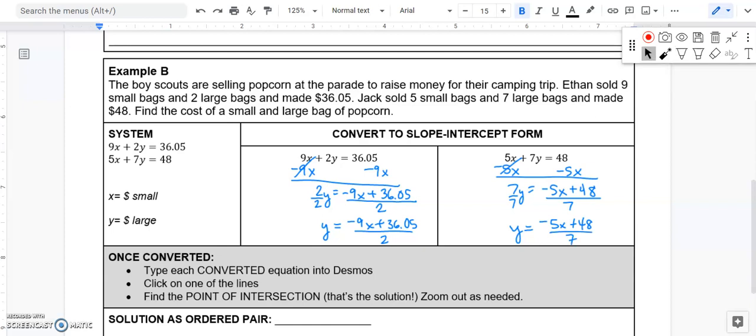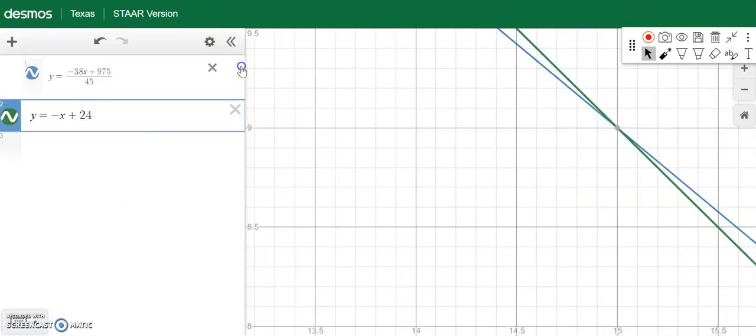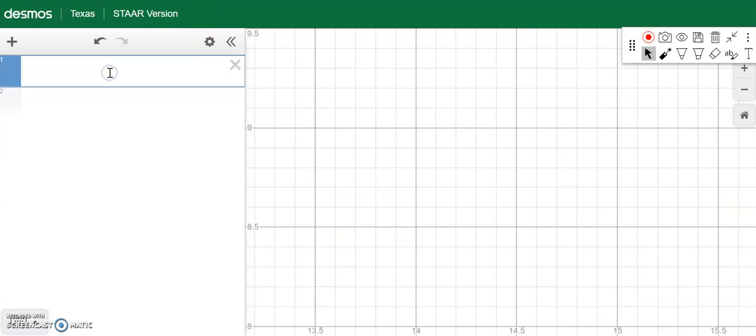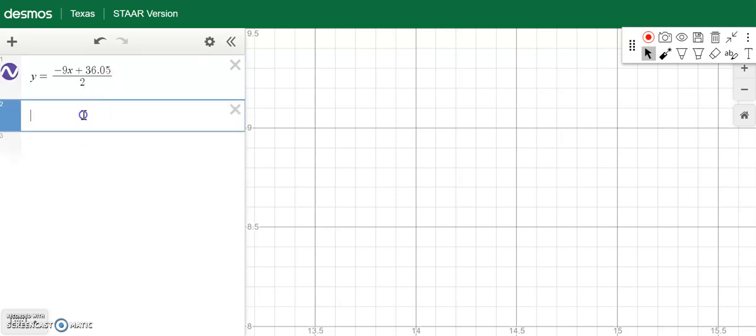Okay, once we have the conversions, we hop over to Desmos. We're going to type them in, click on the lines, and find the point of intersection. Okay, so I'm going to hop over here. I'm going to go ahead, clear out my equations, and type in my new one. So y equals, I'm going to do the fraction bar up front. Okay, 9x plus 36.05, arrow down, divided by 2. There's one equation. Then I have y equals fraction bar, negative 5x plus 48, arrow down, over 7.